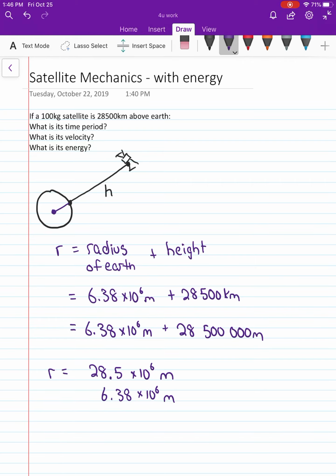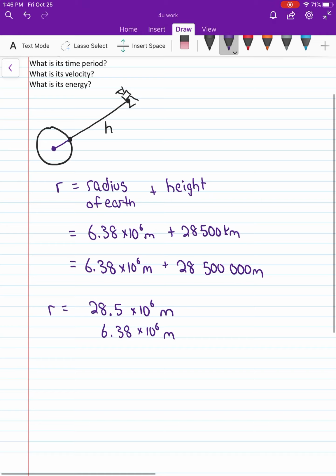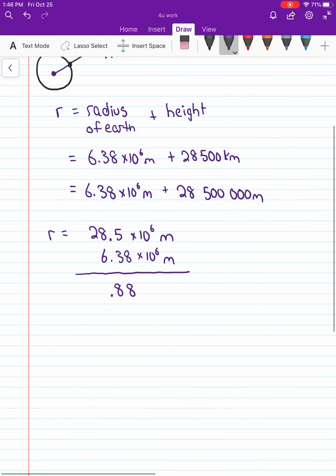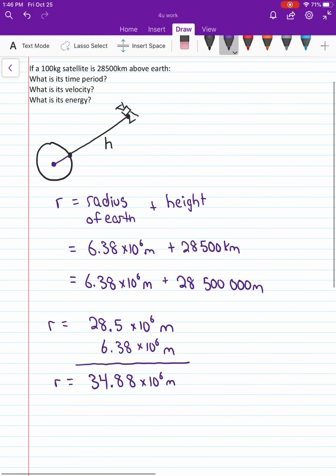meters. If we line them up, if we add them that way, then it's kind of elementary math. We can just add them up. We get an 8 back here. The 5 and the 3 make another 8. Oops. The 6 and the 8 make a 14. Carry the 1, we get 34.88 times 10 to the 6 meters. That's the R value that we'll have to use in our equations. That's kind of the first step before we can get anywhere with this question. We need to know the distance from center to center.